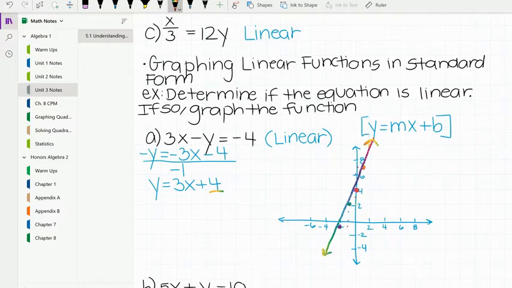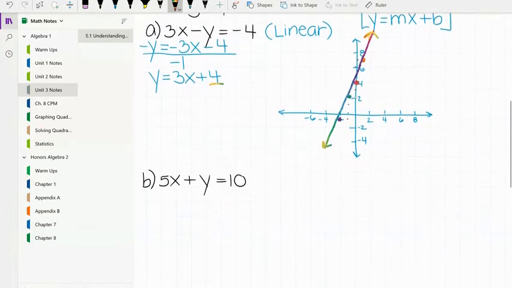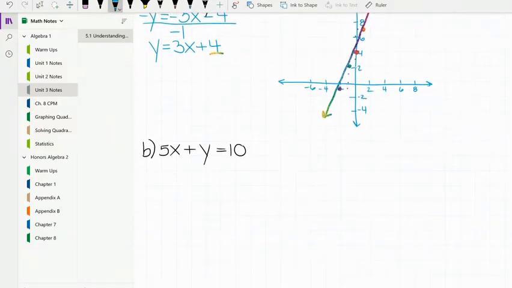Okay, so that is our first one. So looking at the next one, we want to determine first if it's linear or not. And we can tell it's linear because it has no exponents and no variables in the denominator. So I'm going to do the same thing as I did last time by moving it into slope-intercept form.